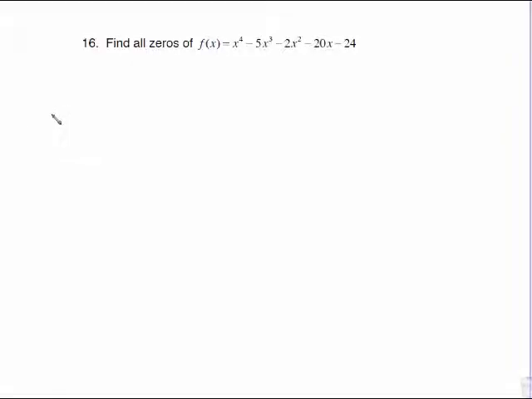This is Test 3 Review, Part 3. Number 16, like number 15, is asking you to find all zeros, but notice this is x to the fourth.